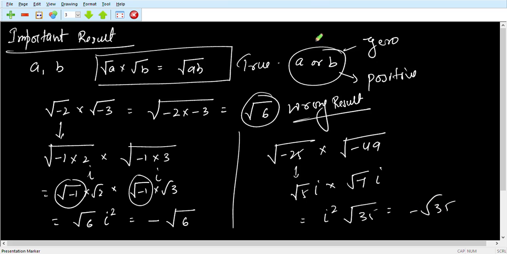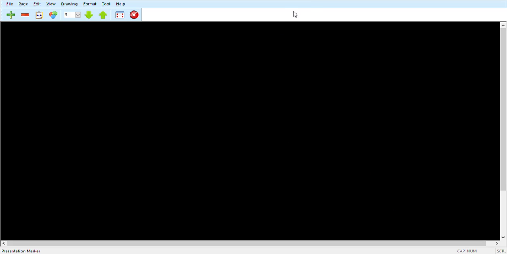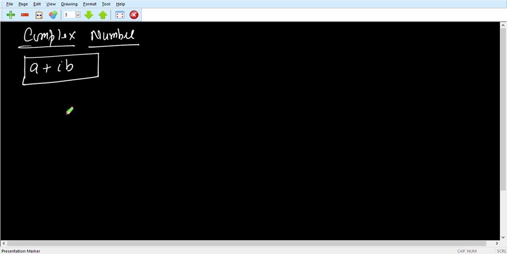Now our next concept is how we can express a complex number. A number of the form a plus iota b, where a and b are real numbers.